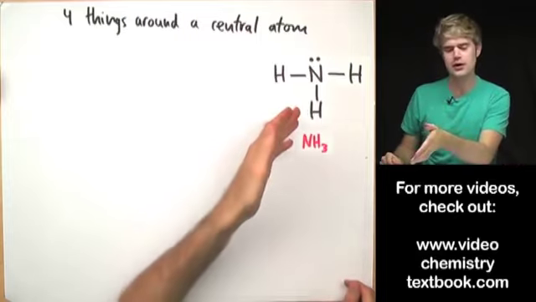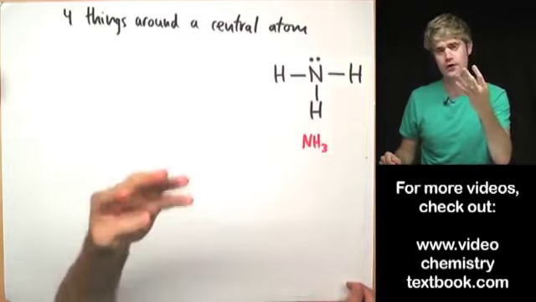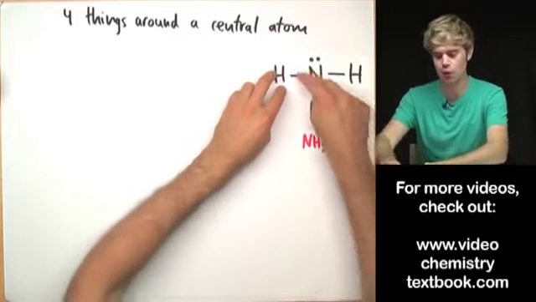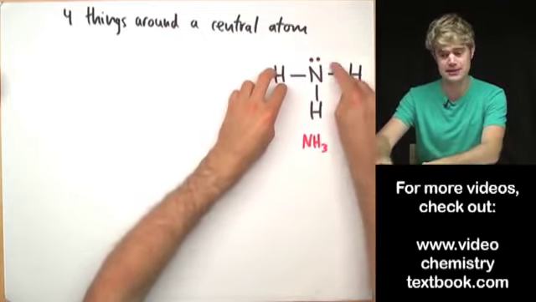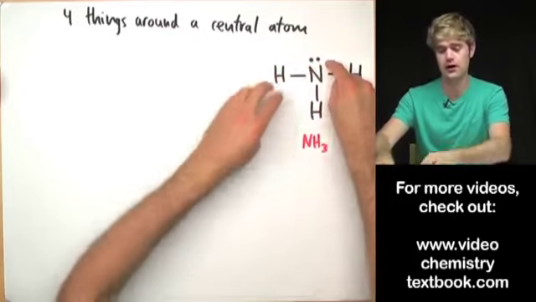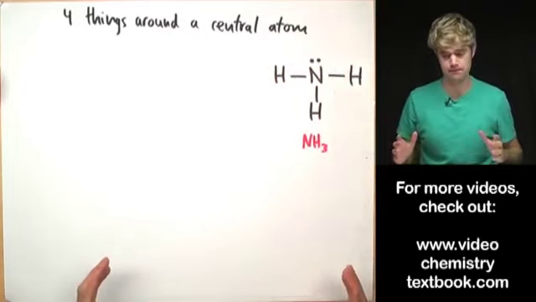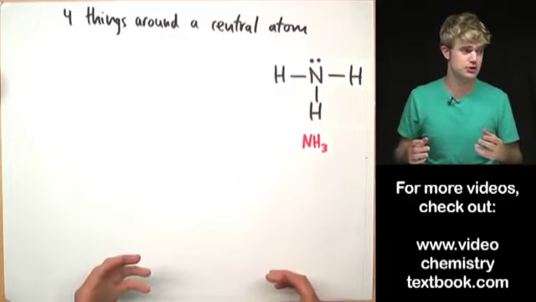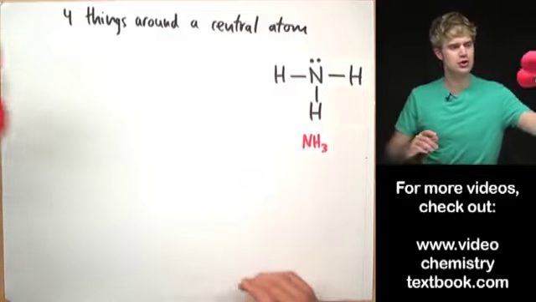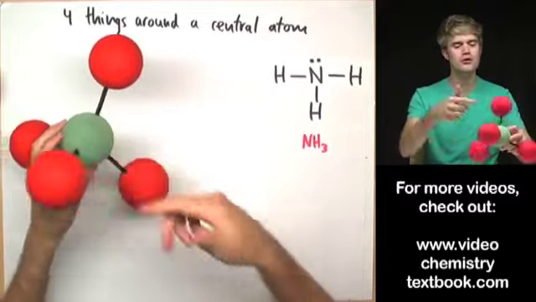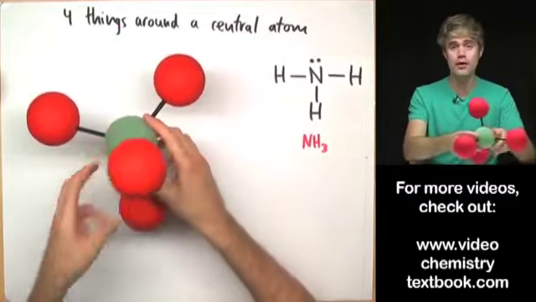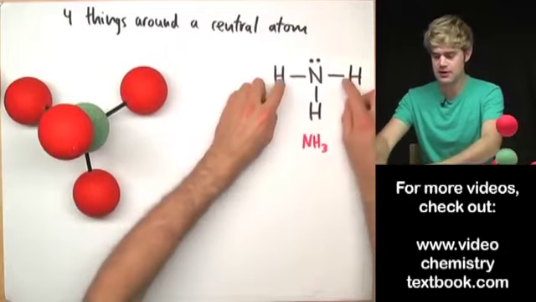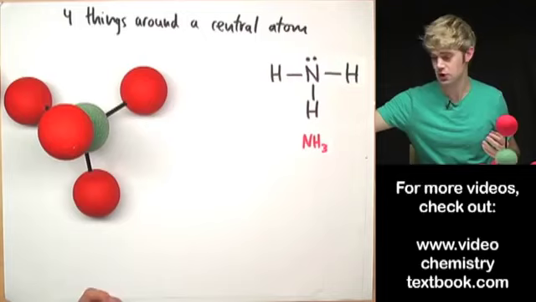Now NH3 here also has 4 things around a central atom, but not all of them are bonds to other atoms. Okay, so we have 1, 2, 3 bonds, and then a 4th thing that's a lone electron pair. So what's its shape going to look like in 3 dimensions? I'm going to go back to this tetrahedral shape for just a minute because this is how we arrange 4 things around a central atom when they're all other atoms, okay? But in this shape, they're not all other atoms, okay?